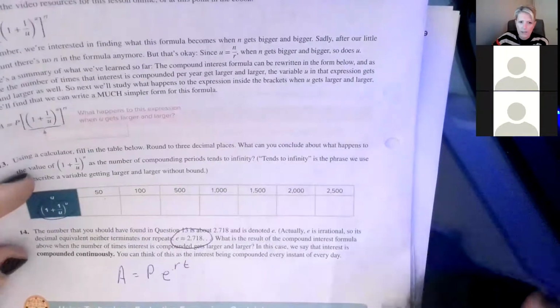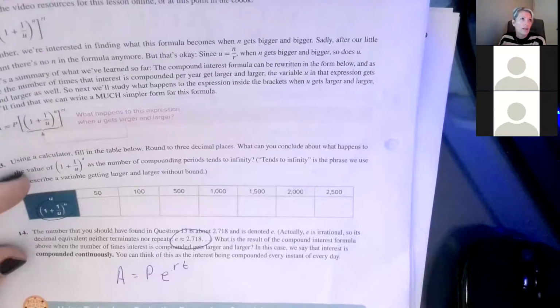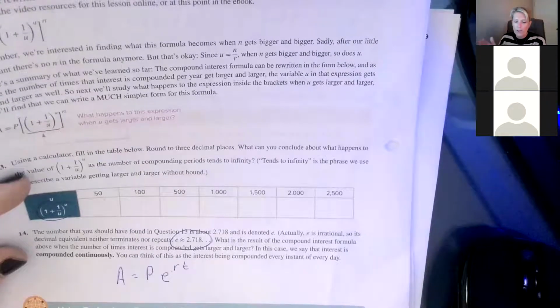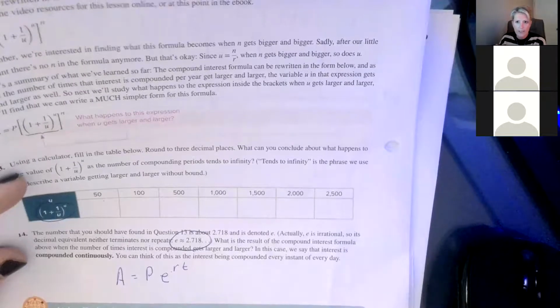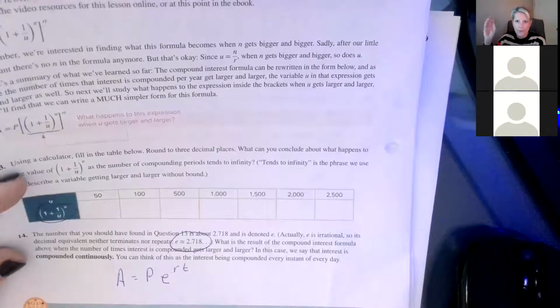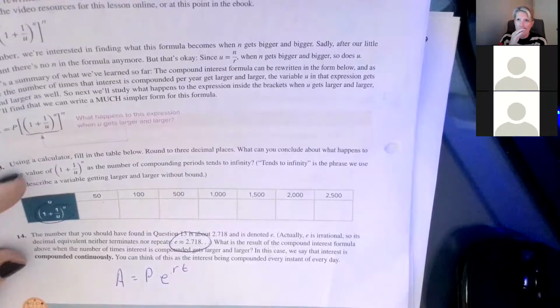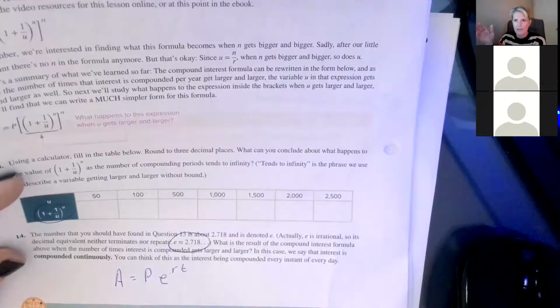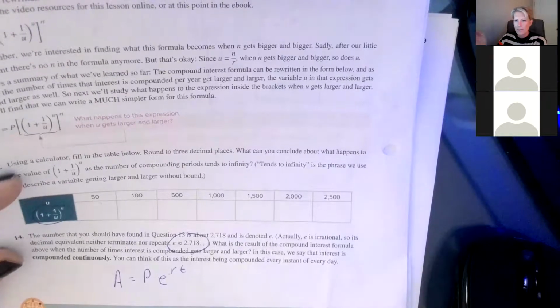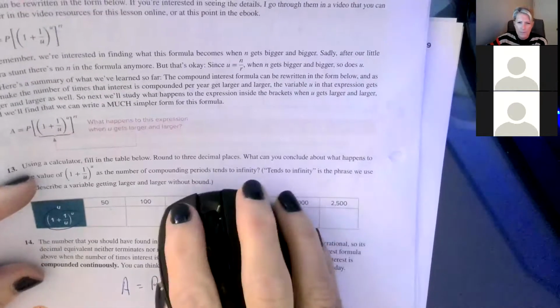Yep. And you're going to see that as you compound more and more times, the amount that you're earning is growing, but it starts to diminish. You don't increase wildly, right? It increases from compounding twice a year to 4 times a year to daily to continuously, but it starts to diminish a little bit. Okay.